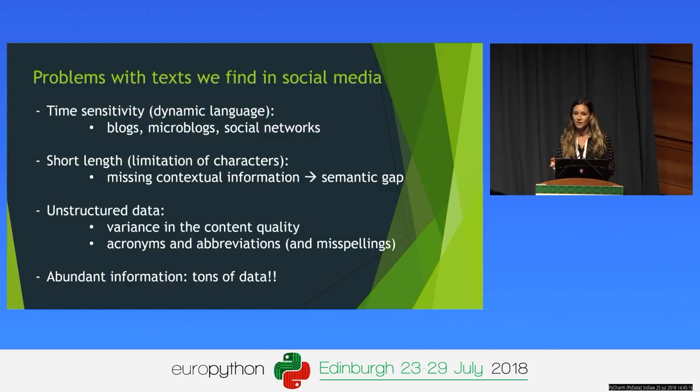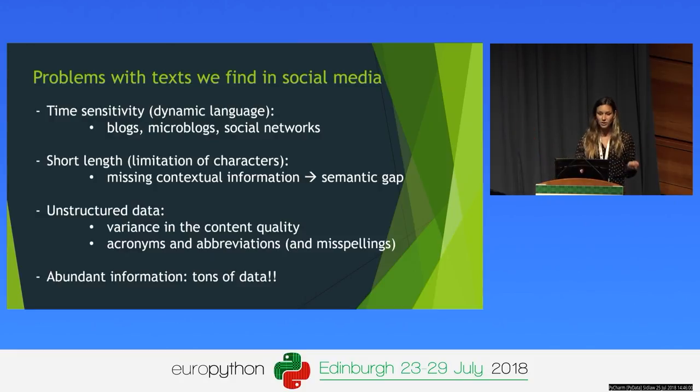Also the short length. If you try to analyze Twitter, you'll see that you have, for instance, Superman and Clark Kent, and you know that they are the same person, but you might have a tweet on one name and a tweet about the other name. So when you come to cluster those words into different groups, you'll see that they might not be in the same cluster because there's no contextual information telling you they are the same person. So it's difficult. This is a problem for text analysis. And this brings you to the semantic gap, which is exactly what I just explained.